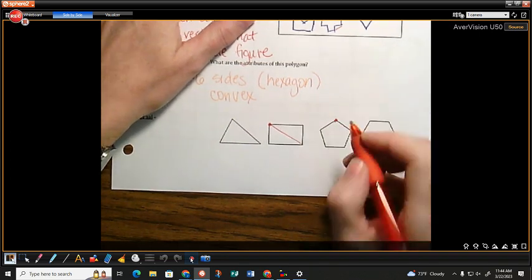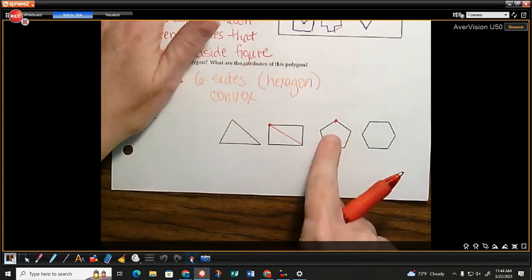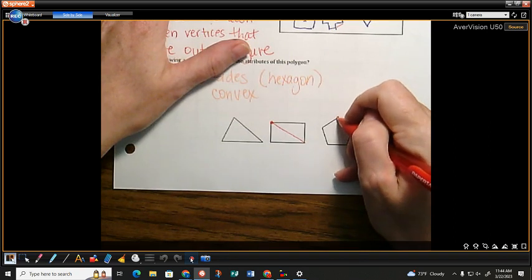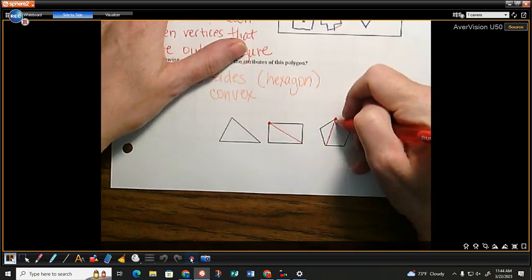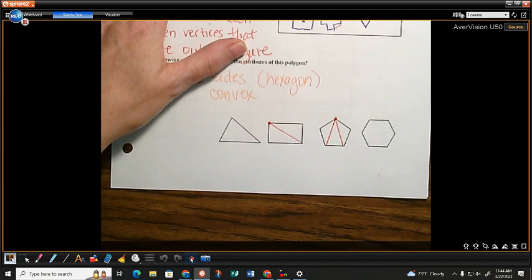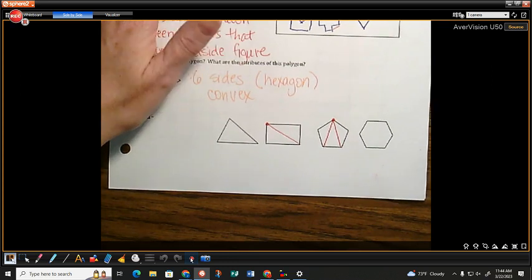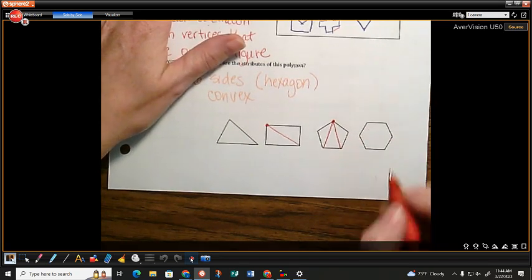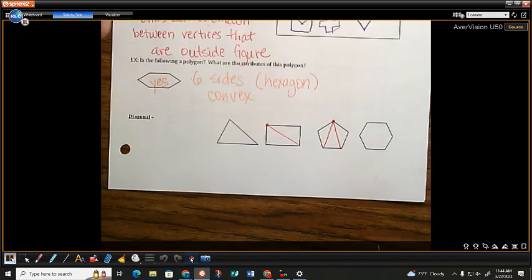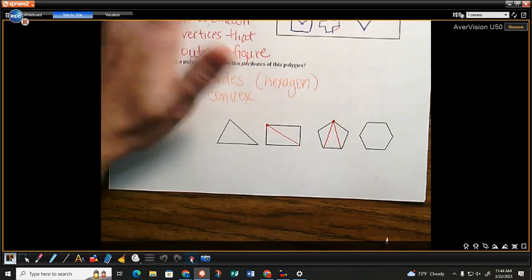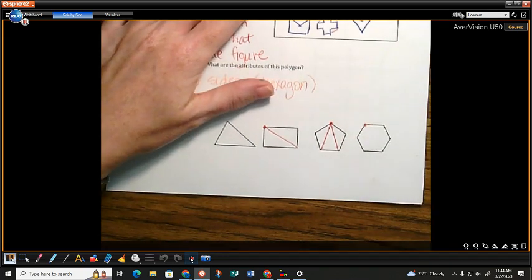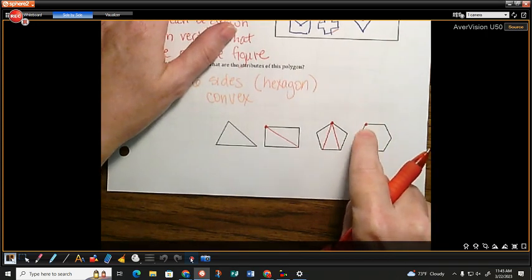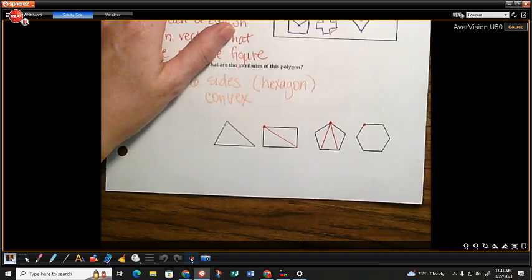Okay? Pick a vertex. Draw all the diagonals from this point in the Pentagon. Okay. When we go to the hexagon, do you think there will be more diagonals or fewer diagonals? Okay, draw them. Pick one corner, one vertex, and draw all the diagonals you can just from that one vertex.